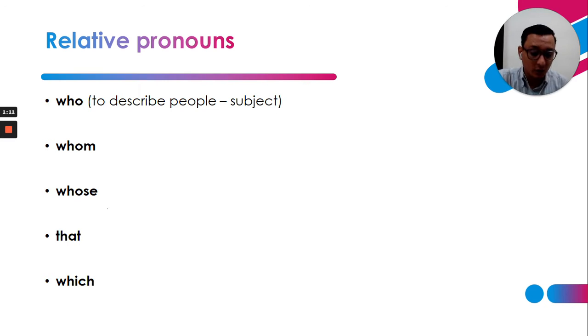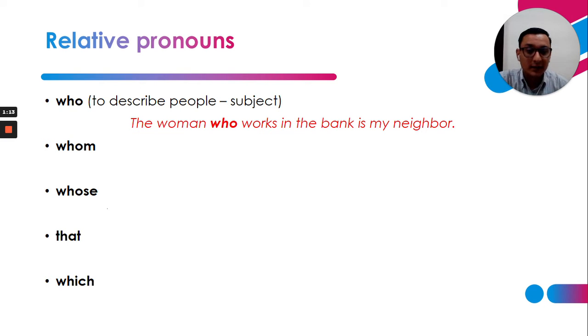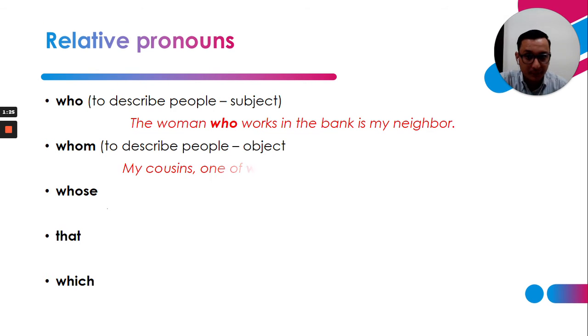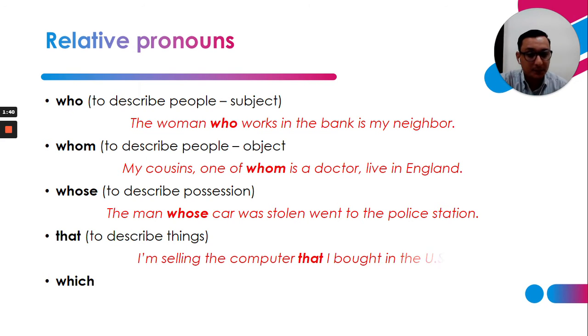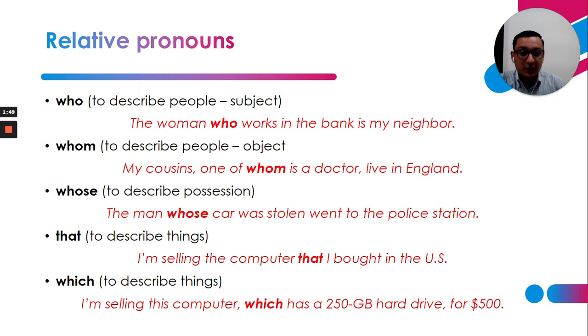And just for you to remember, who is used for people. Like the example we have here, the woman who works in the bank is my neighbor. Whom is a more formal way to describe people, and we also use it for the object, like this. My cousin, one of whom is a doctor, lived in England. This is for possession. The man whose car was stolen went to the police station. That describes things. I'm selling the computer that I bought in the US, and the last one, which is also used to describe things. I'm selling this computer which has a 250 gigabyte hard drive for $500.